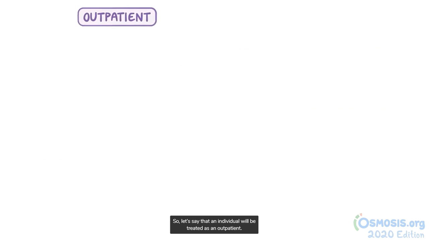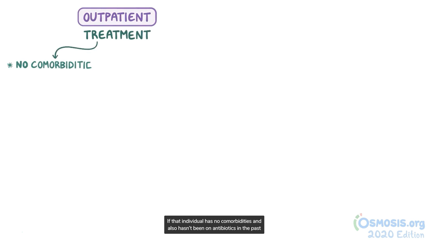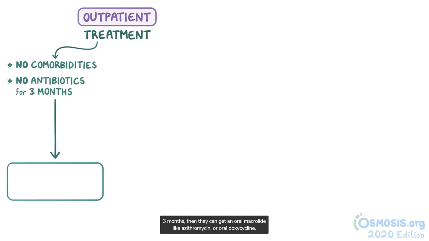So let's say that an individual will be treated as an outpatient. If that individual has no comorbidities and also hasn't been on antibiotics in the past 3 months, then they can get an oral macrolide like azithromycin, or oral doxycycline.